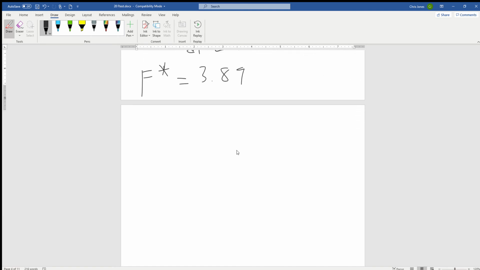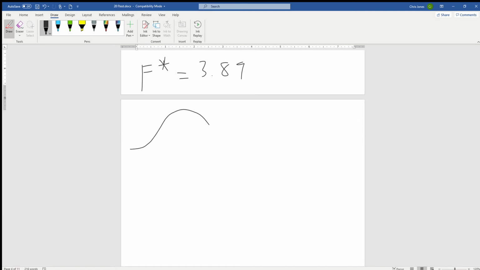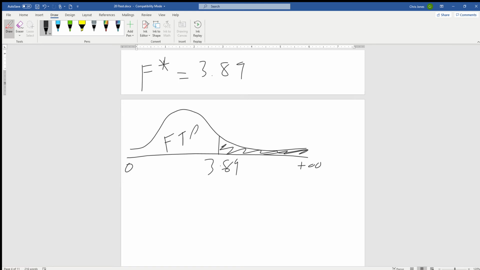We're going to construct that. Here's our distribution, and 3.89 is the cutoff. 0 to infinity is the range. Since we've never seen this one before, the fail to reject region is everything to the left, and the reject region is everything to the right.